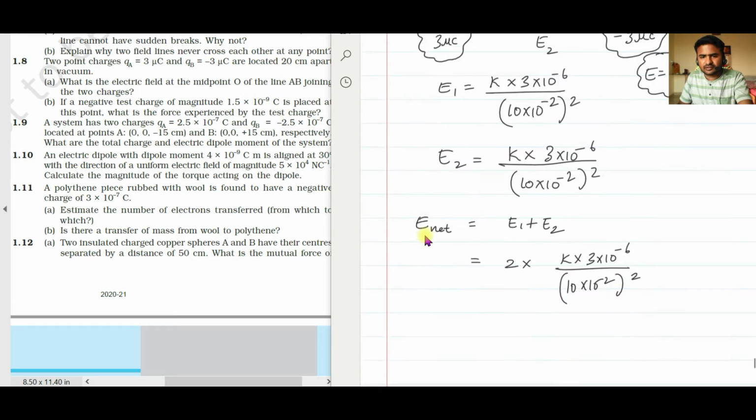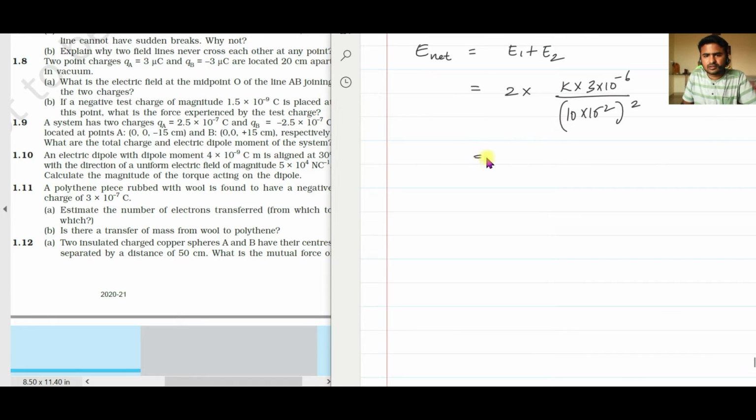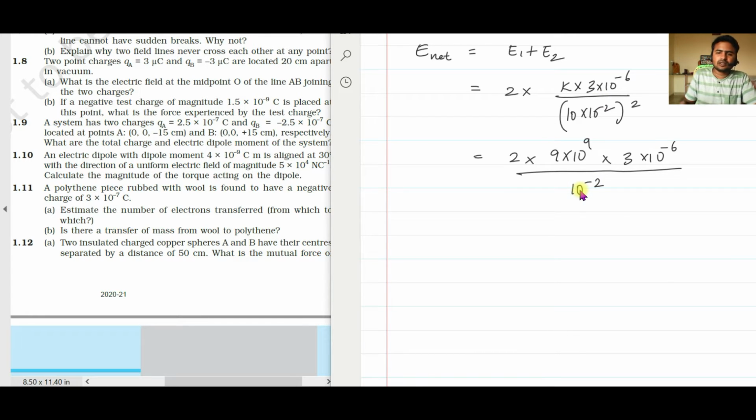So when you simplify this, you get 2 into K, which is 9 into 10 to the power of 9. And this is 3 into 10 to the power of minus 6, whole divided by, in the denominator, 10 into 10 to the power of minus 2, which is 10 power minus 1. 10 power minus 1, the whole square, will be 10 power minus 2. So in the denominator we'll get 10 power minus 2. That 10 power minus 2 will get cancelled with this, so you will get 10 power minus 4 here.